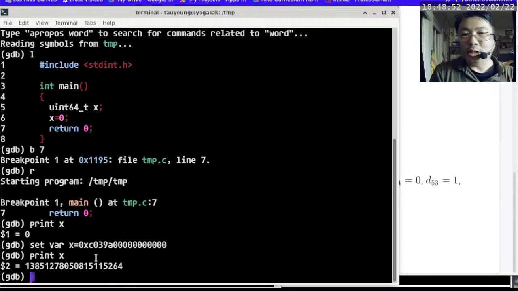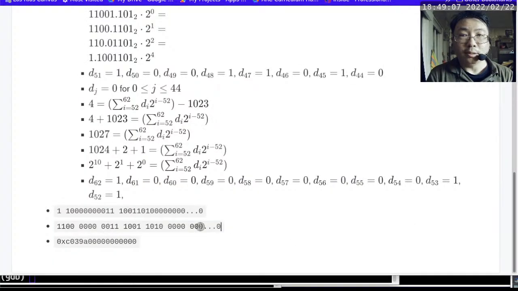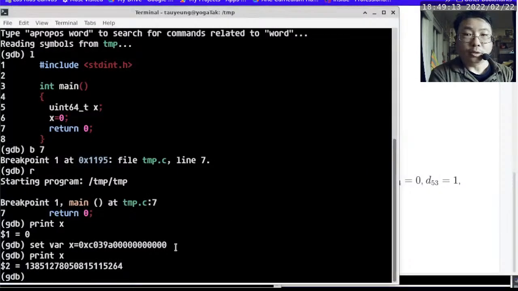This is because the way it's printed is based on the type of x, right? And x does not have a type of double. X is an unsigned 64-bit integer. So if you look at these 64 bits as an unsigned 64-bit integer, you would end up with that value in the debugger, okay? But that's not what we want, right?